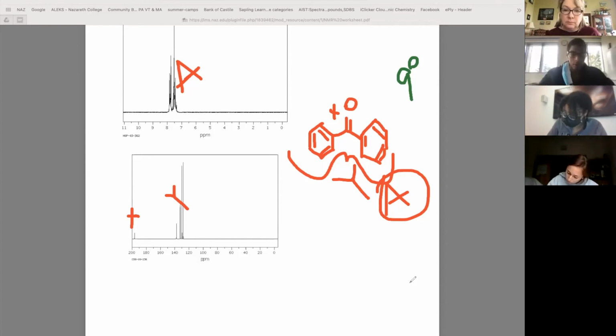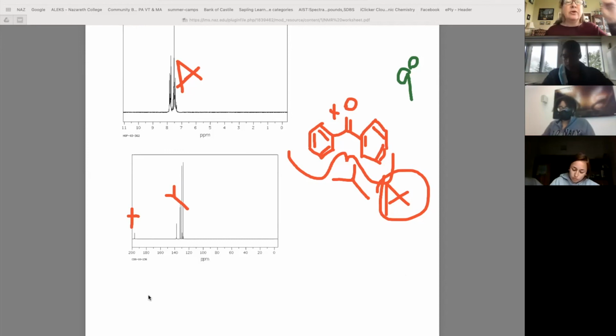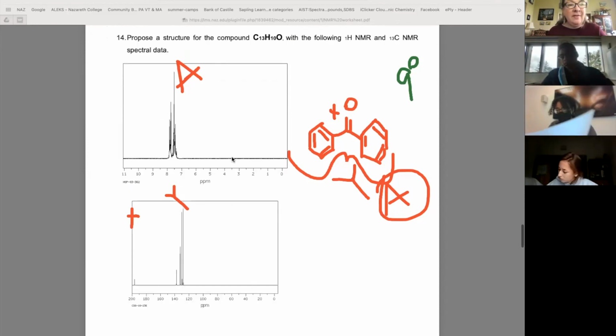On the test, are we going to have to label X, Y, A, or just put the variables? For full credit, every single one of my questions is going to say, and label the spectra for full credit. I don't have it in this worksheet, but on my exams, it'll say for full credit, label the spectra. And I'm sure Dr. Teich is going to require the same thing.